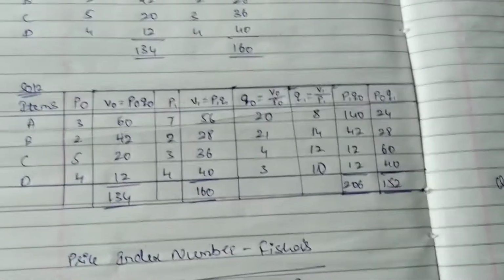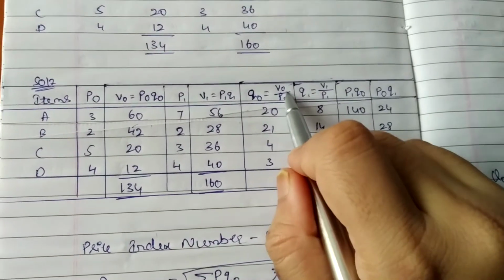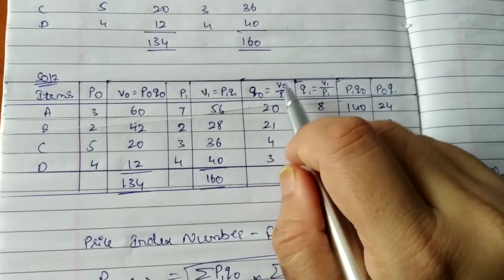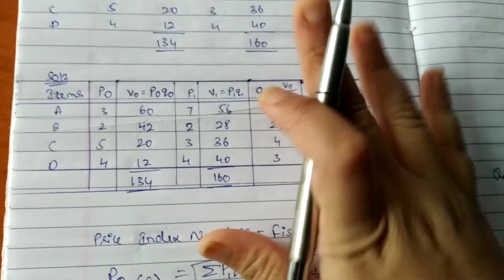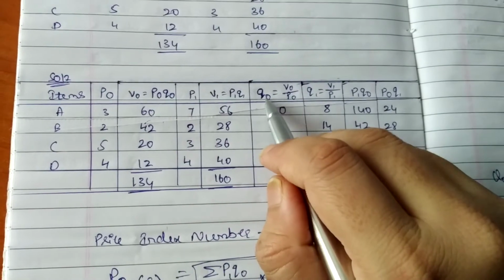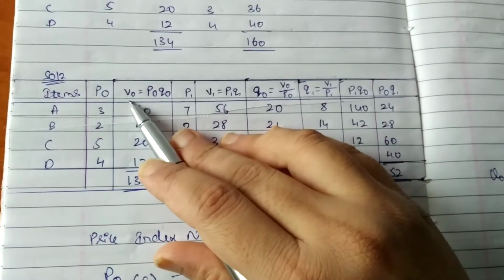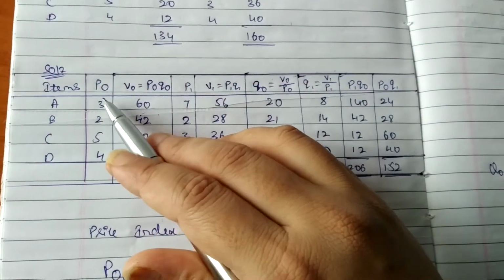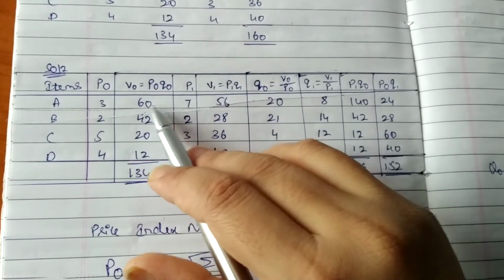To find that out, we need to apply the formula, which is Q0 equals value V0 divided by P0. Why do we have to use this formula? It is simple. We need to find out the quantity we have purchased. Value says the total amount paid for the purchase.